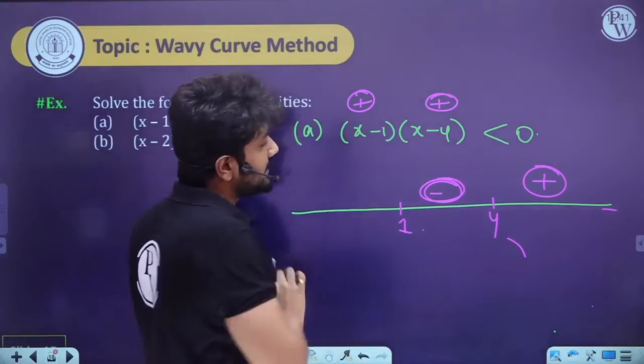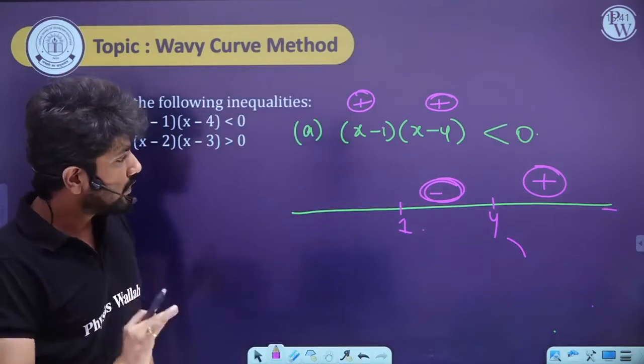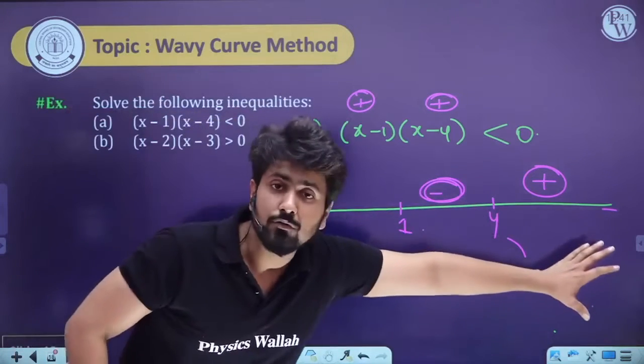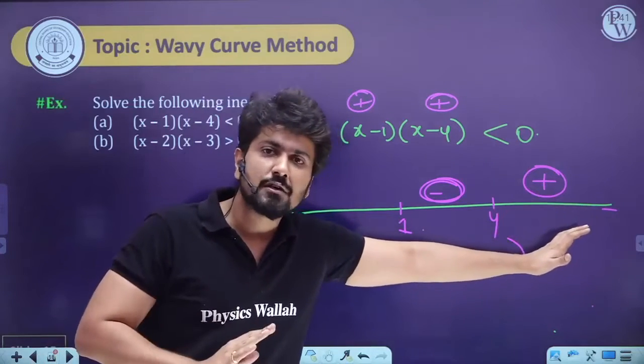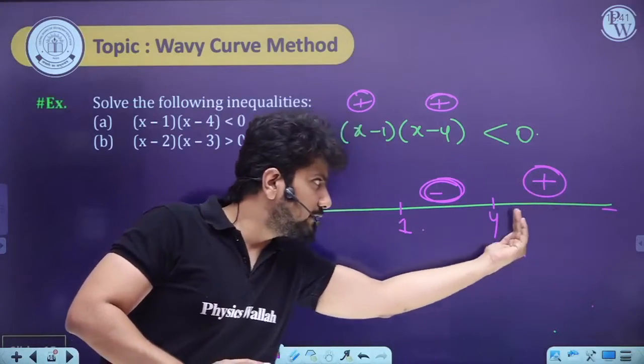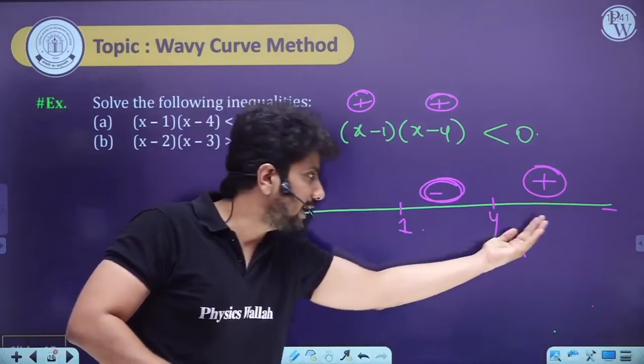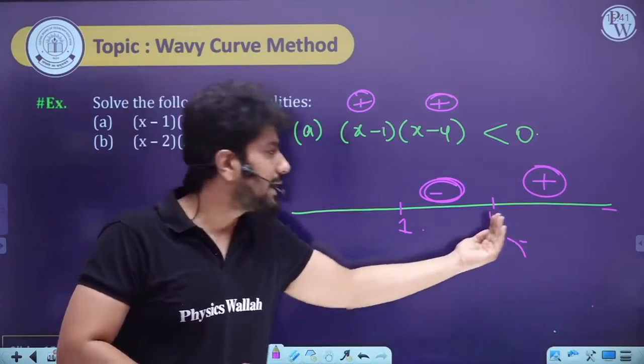Again, let me explain that. See what happened over here. What happened is that to the right of 4, both the factors were positive. But when we came to the left of 4, what happened?